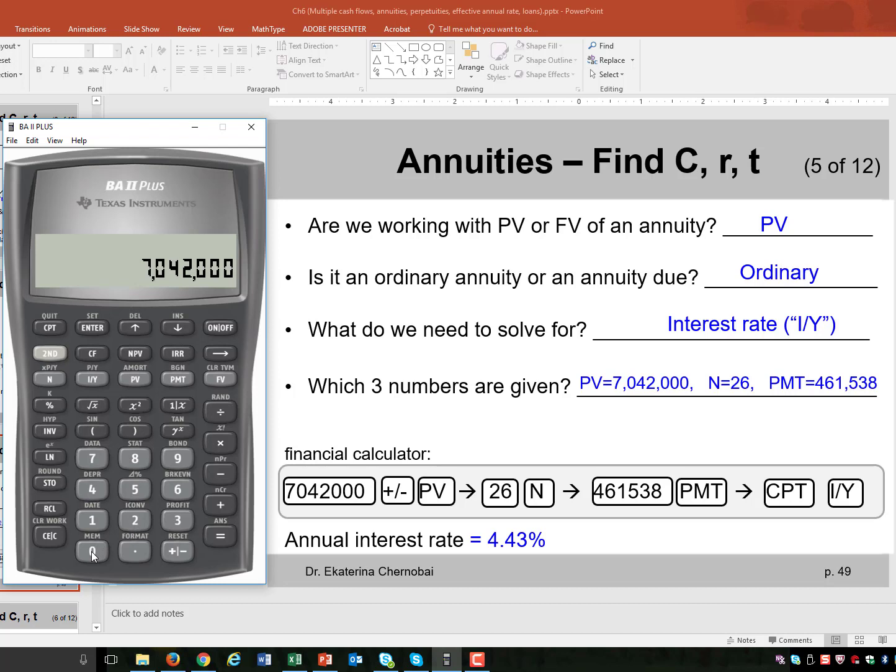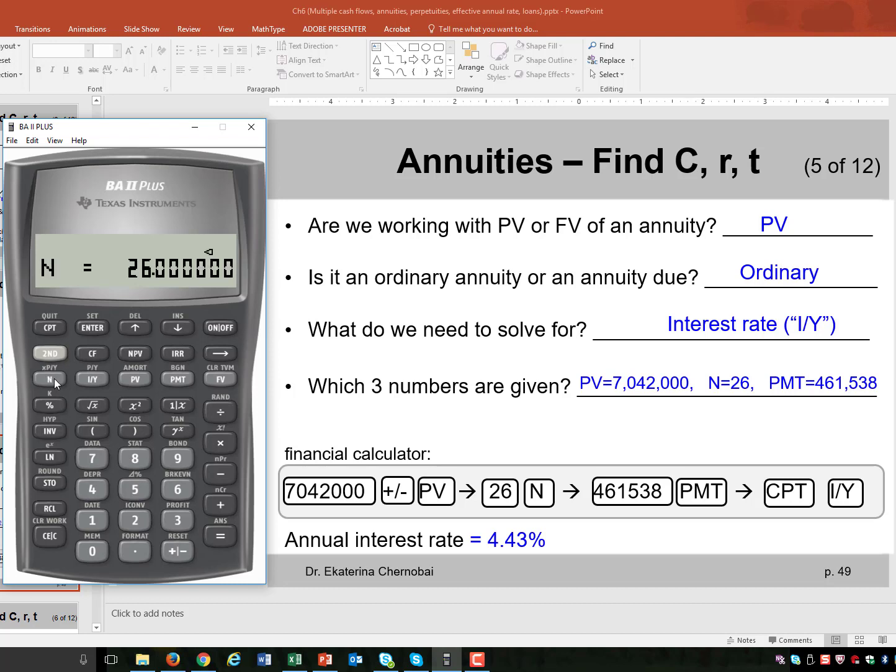7,042,000, make it negative. That's our annuity present value. And you're indifferent between collecting this one lump sum amount today or instead collecting 26 annual payments in the amount $461,538. So let's input that like second option values. So that's equivalent to collecting 26. So you put 26 N.